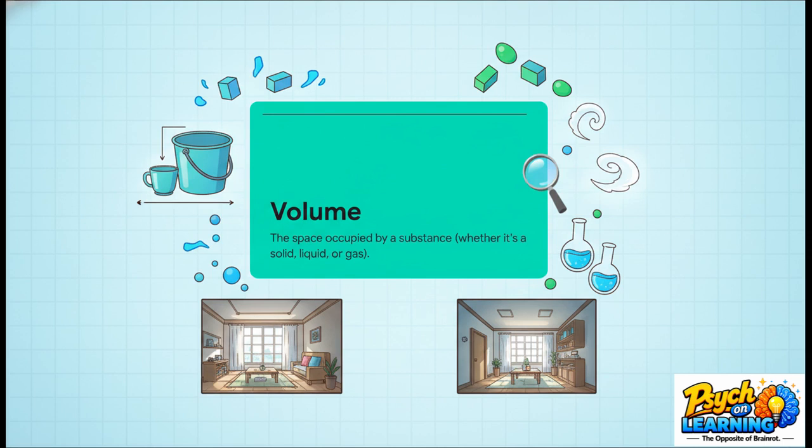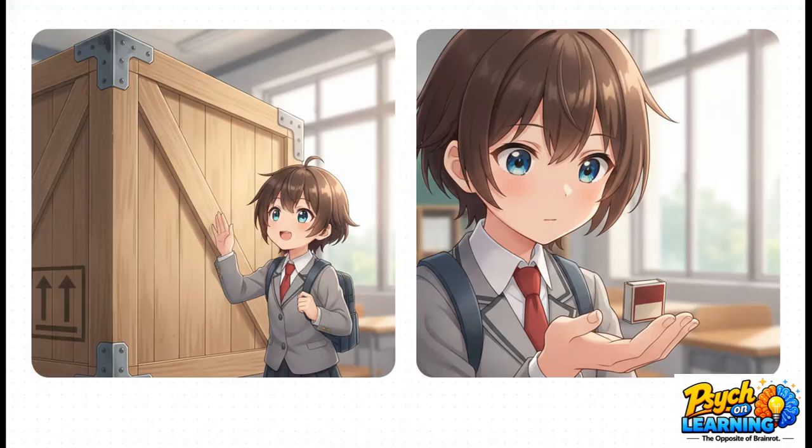Think about it kind of like this. If you have a small teacup and a giant bucket, you intuitively know the bucket takes up way more space, right? Or if you compare a big living room to a tiny closet, the living room obviously has way more space inside it. Well, that amount of space, that's its volume. Now, in science, we need standard ways to actually measure these things. We can't just say it's about a bucket size.